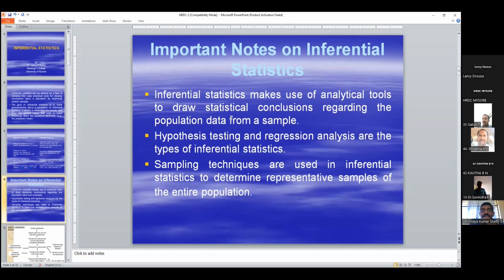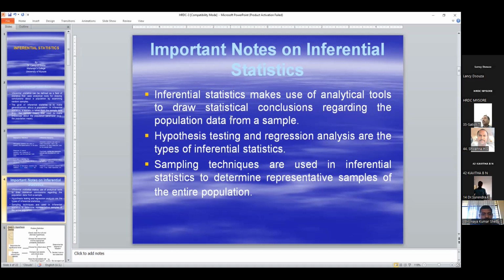Whenever we use sampling techniques, they are used in inferential statistics to determine representative samples of the entire population. That is more important, because sometimes we have to use a sample size. Remember, whenever you talk about a sample size, it is not what you usually refer to as 10% of the population. Not possible. So you have to go by specific criteria or specific formulae to calculate sample size.